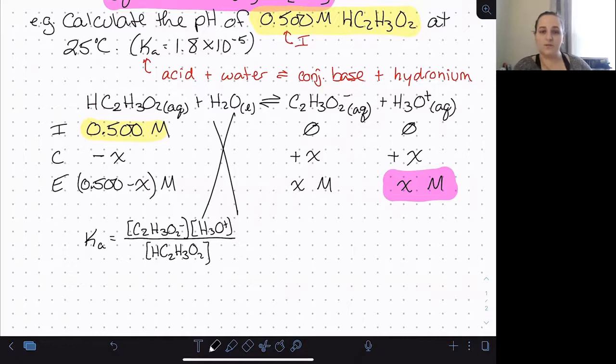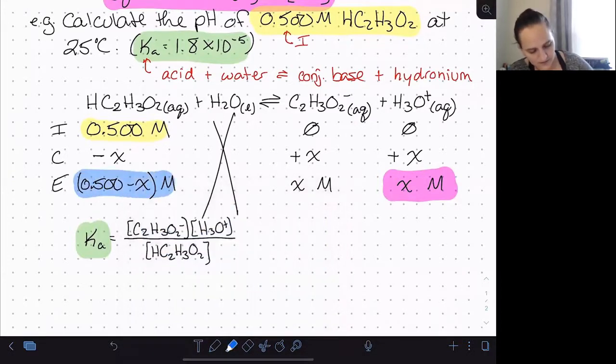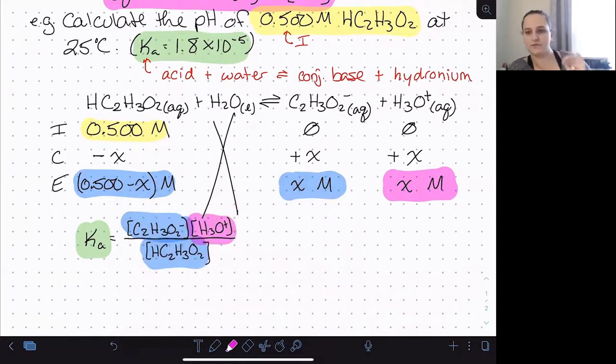And at this point, we can plug in everything that we know. So we're given the value of Ka up in the problem, and then we want to take these expressions and plug them in where they go. I guess we had this one I did in blue and this one I did in blue, and hydronium was the one we were interested in, so that one kind of got its own color.